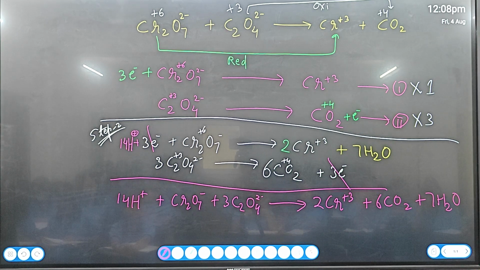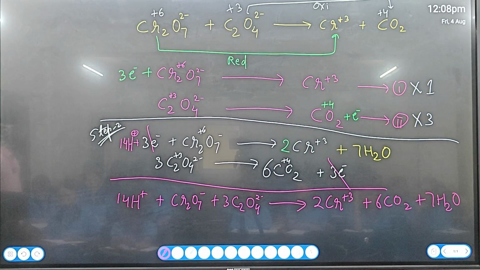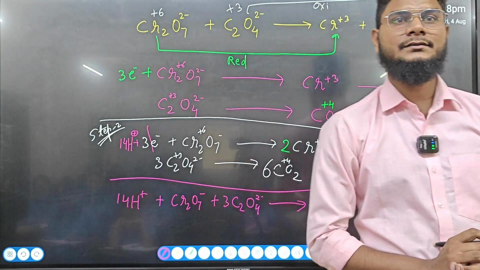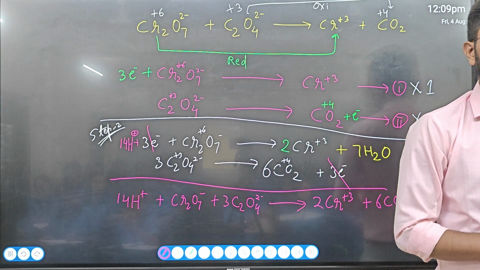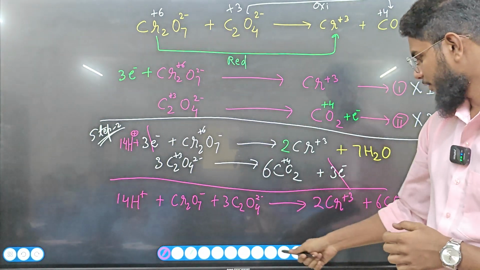14 H plus. How many here? 7 into 2, 14 H. So you need 14 H. Okay. Clear? Done? Okay. So next class we'll see the two methods in basic medium and acidic medium, the electron ion method. Okay. Thank you, class.